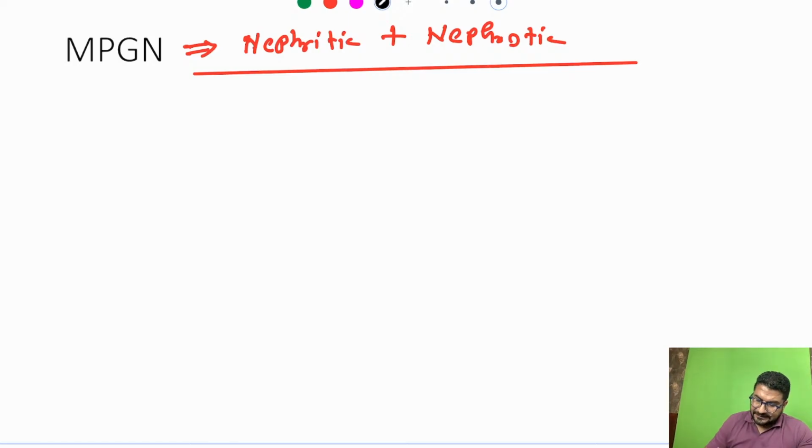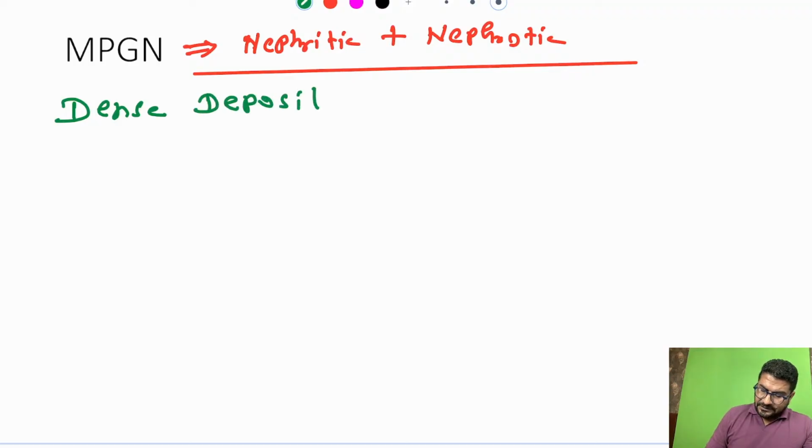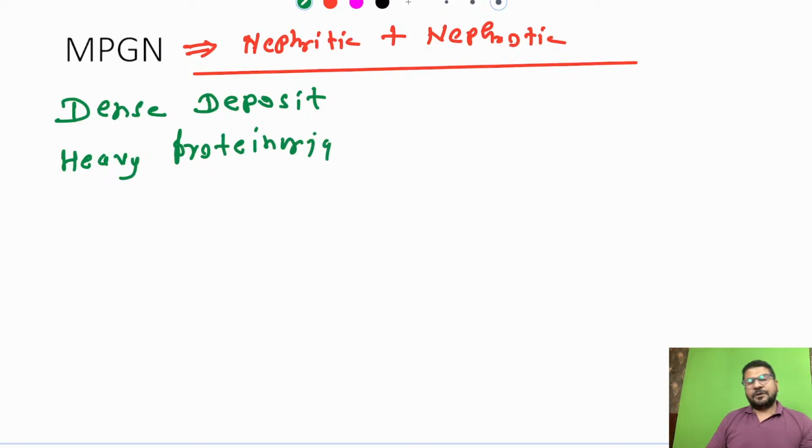Now try to understand this thing. In MPGN we have two subtypes. Like I can say we have a subtype called type 1 where you can see dense deposits. तो एक टाइप में तो आप डिपॉजिट्स कई सारे देखोगे. And the second type will have heavy proteinuria. So understand, dense deposit means more features of nephritic. Proteinuria means more features of nephrotic.